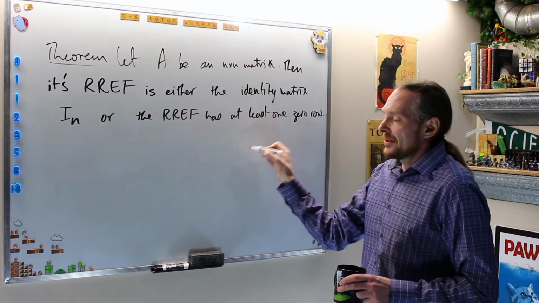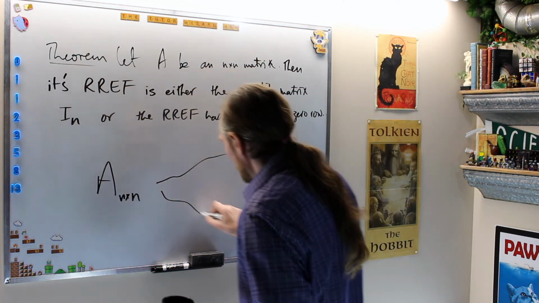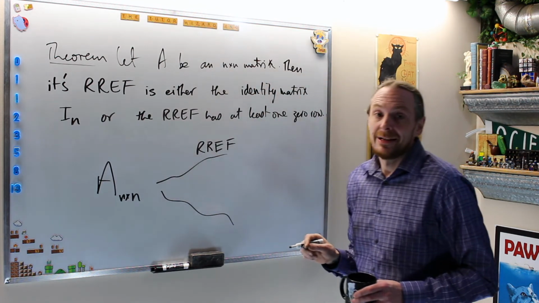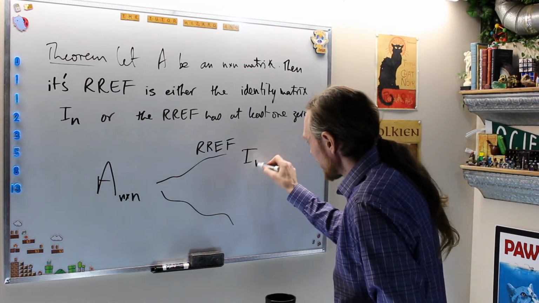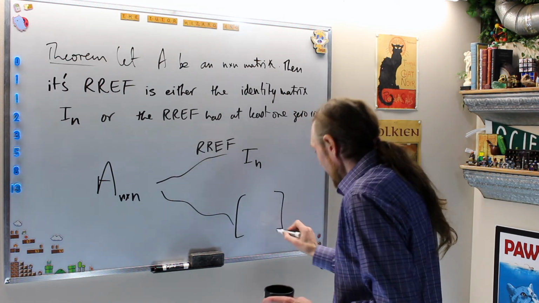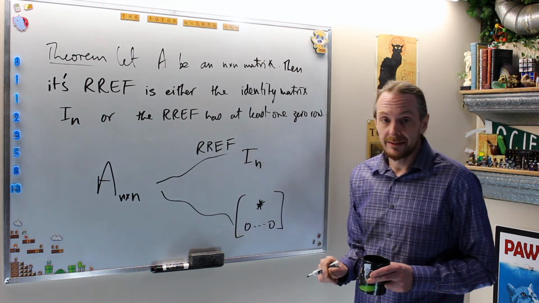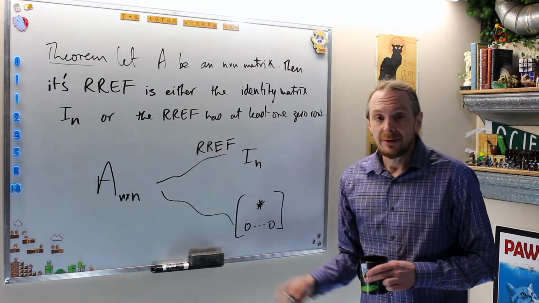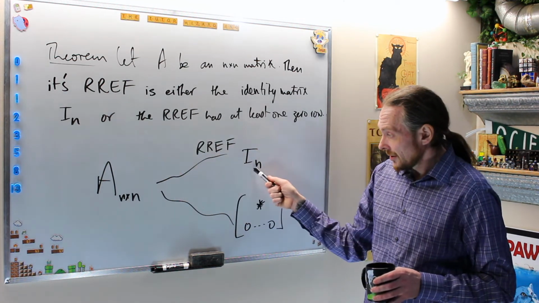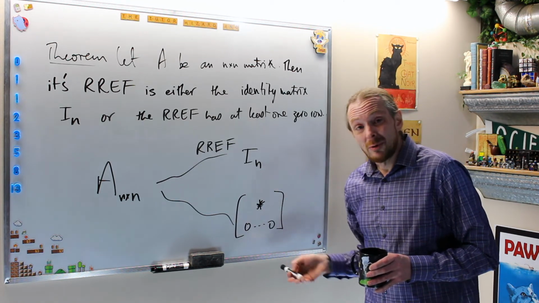What they're saying with this essentially is this: if I have A, which is n by n, then I can use Gauss-Jordan elimination to go all the way to RREF. In that RREF, I either can turn A into the identity matrix In, or I have at least one row of zeros. So every matrix can be transformed using Gauss-Jordan elimination into either the identity matrix or a matrix which has at least one row of zeros.